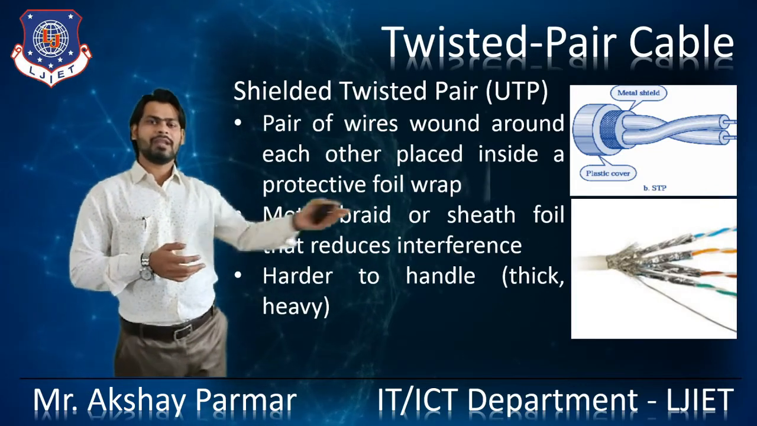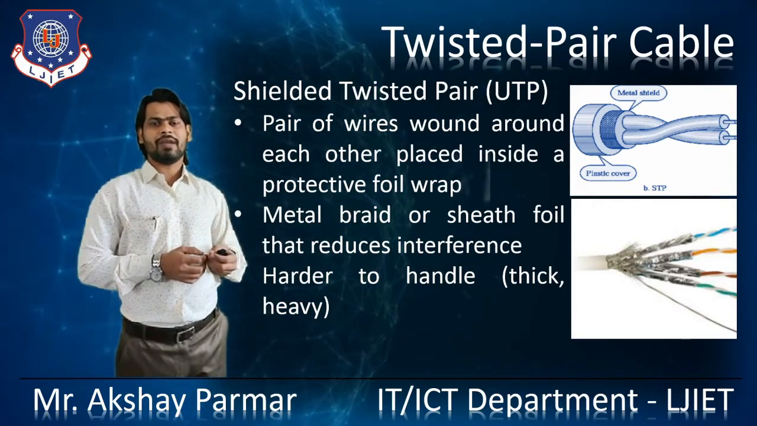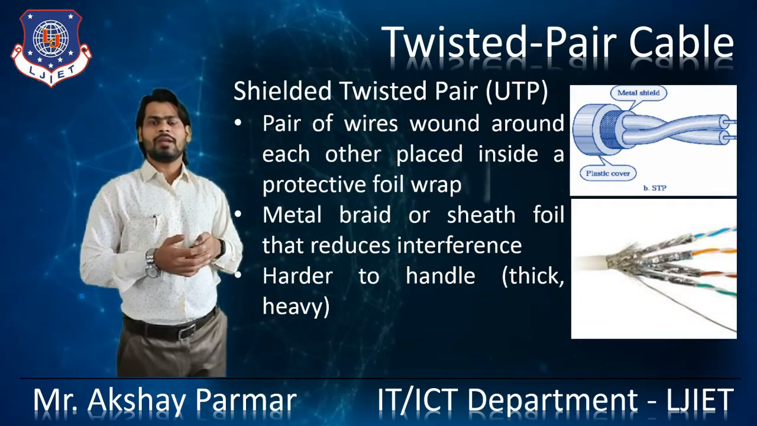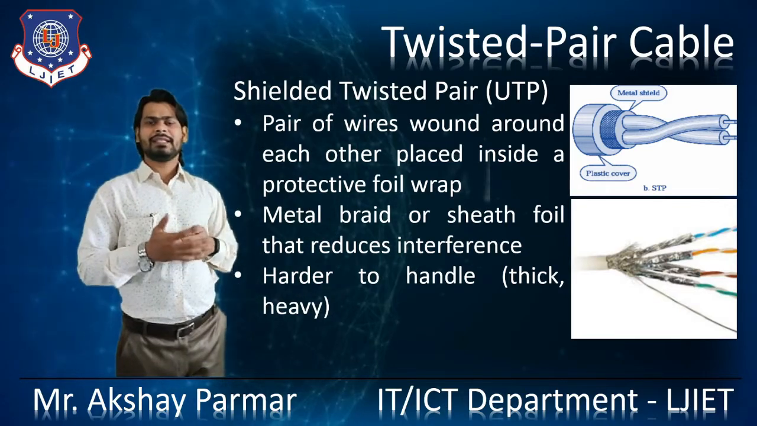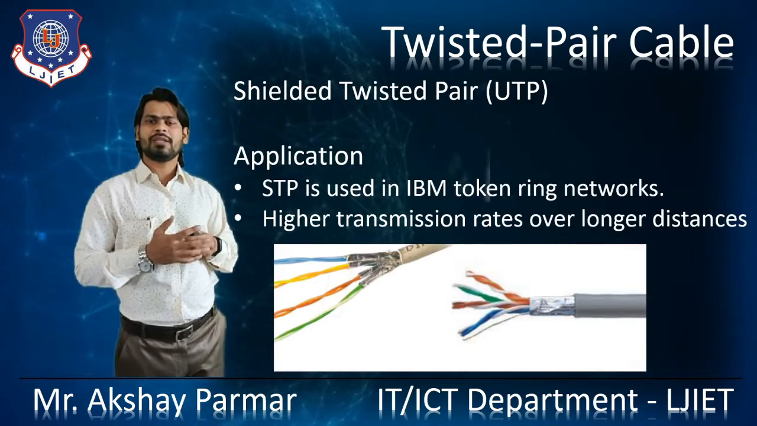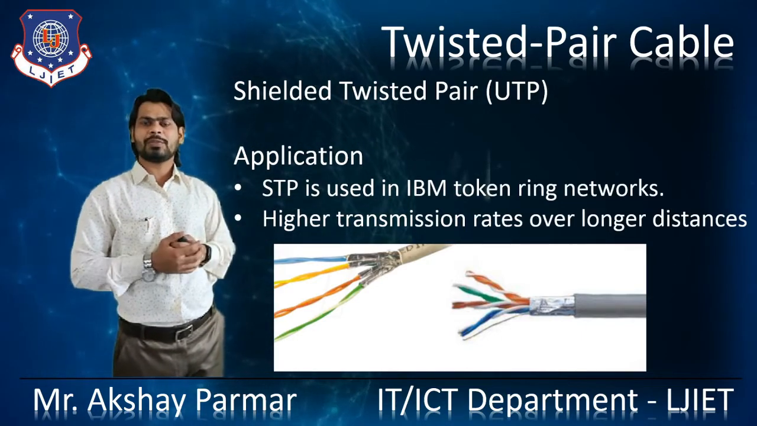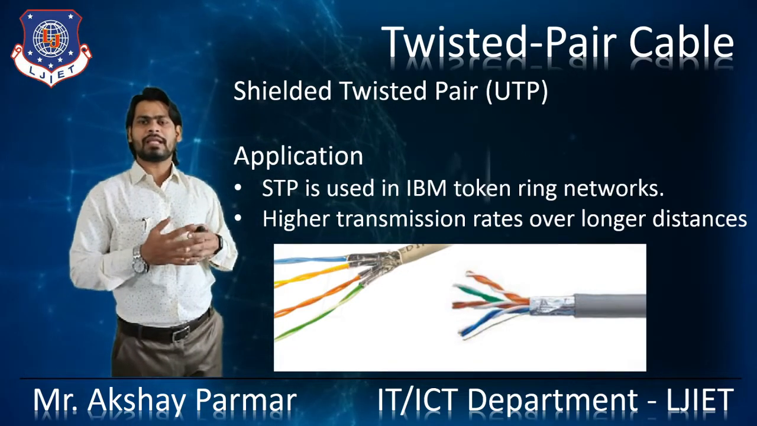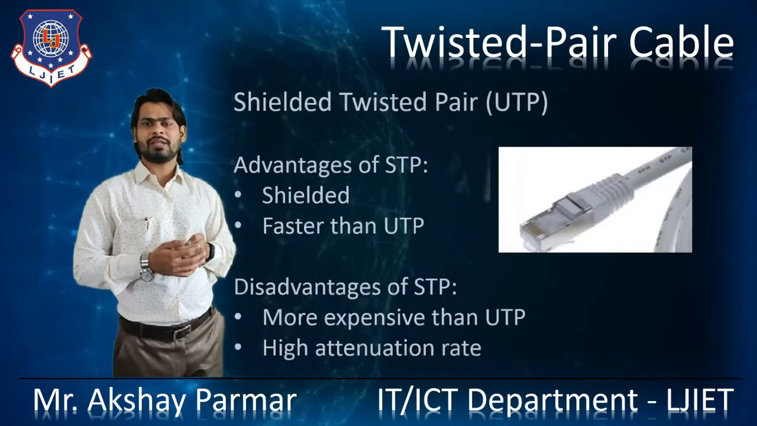You can observe the real life photograph of the STP, where the wires are wrapped around by the protective shield. That's how the STP is built. Let's see some applications of the STP. The STP is used in IBM token ring networks, and where higher transmission rates over long distances are required, the STP is usually used. So this is the major application of the STP.